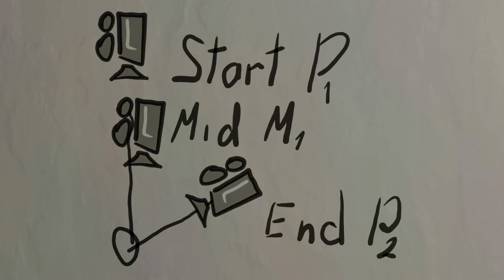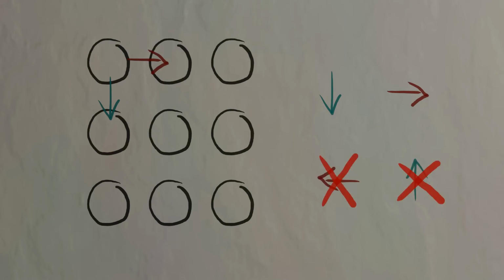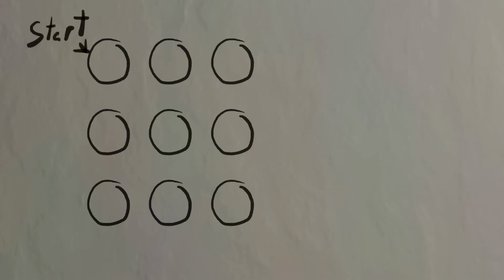There are several ways to accomplish this. Here's one I find interesting. Let's say you have a 3x3 grid of points. At each point you can move down or right, no backwards movements. How many different routes are there to get from the start point to the end point?